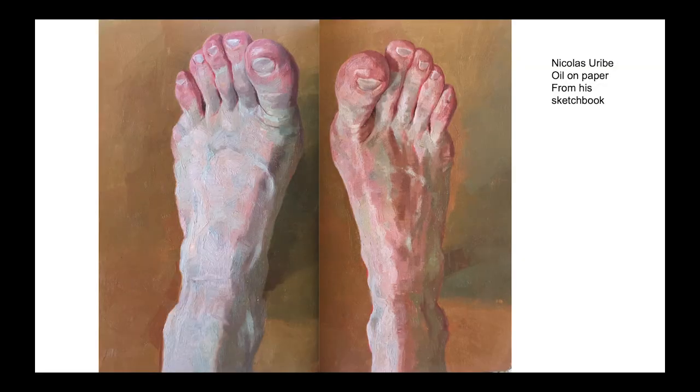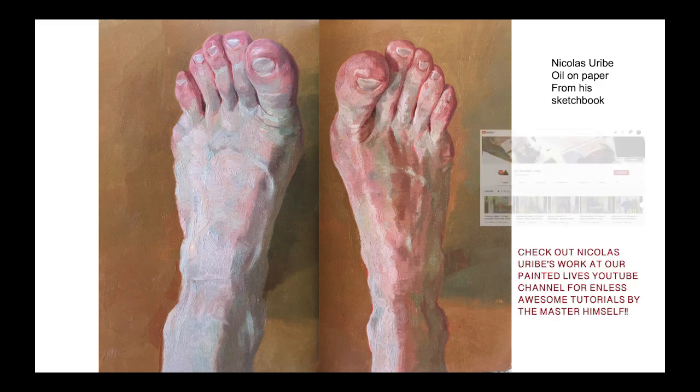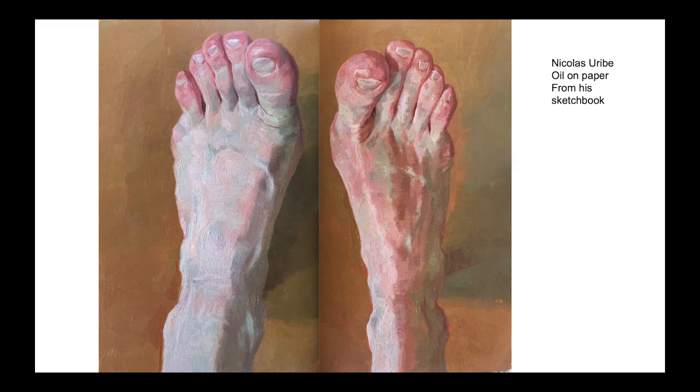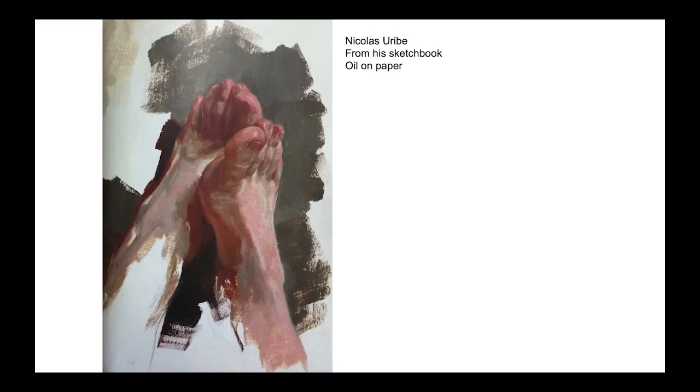Here are some paintings by Nicolas Uribe. I love Nick Uribe's work. I've loved it for a long time. And here again, you can see in really exquisite detail how he uses really subtle value shifts and hue shifts to show the mechanism of the foot. Really subtle stuff here, and really great volumetric painting. This stuff is so beautiful. I'm always really in awe of Nick's painting prowess.